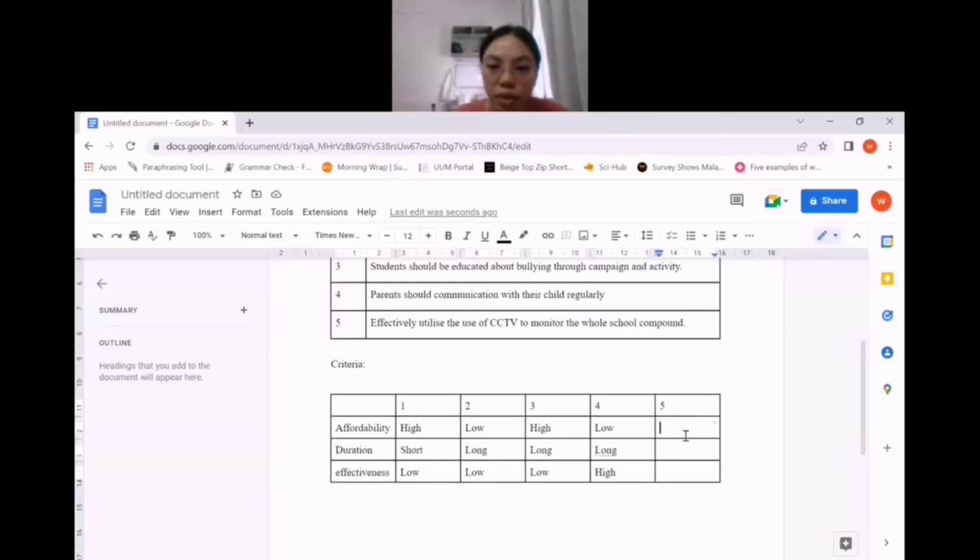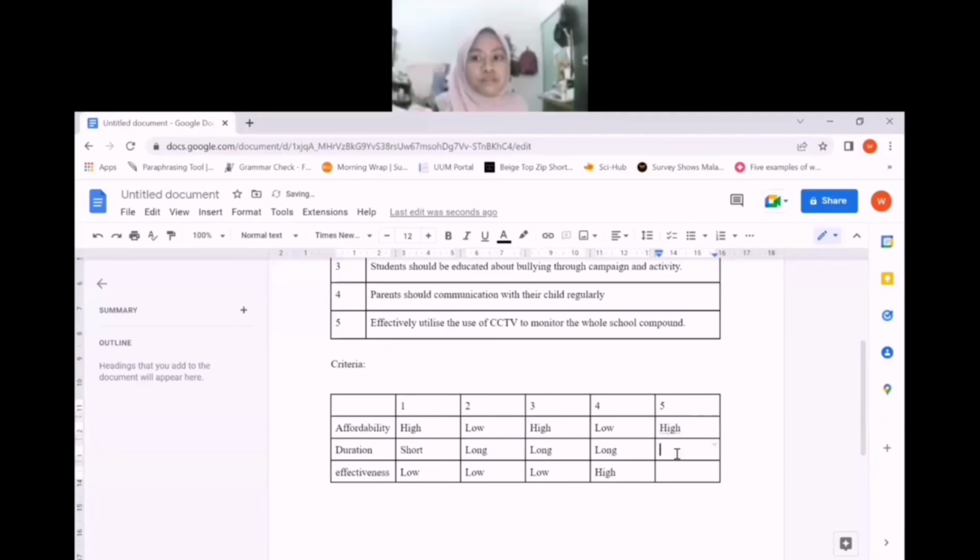Okay, for the last solution, for the affordability, I think it's high because the cost to install a CCTV is quite high. The price of a CCTV is quite expensive. Therefore, it requires a relatively high expense for a school to buy some CCTV.